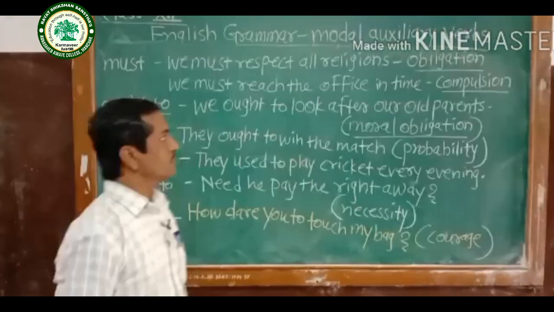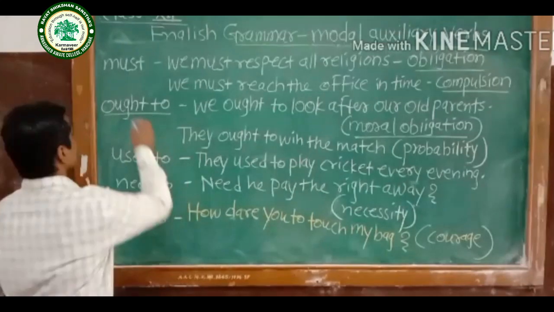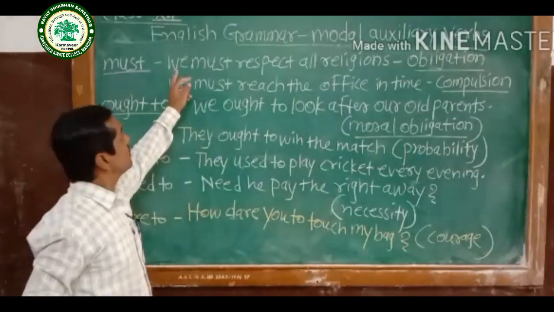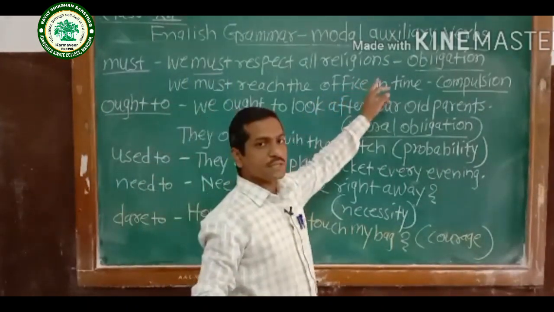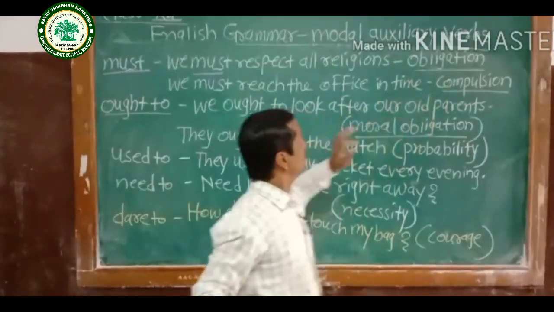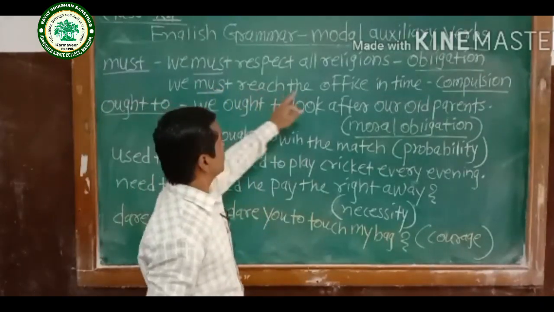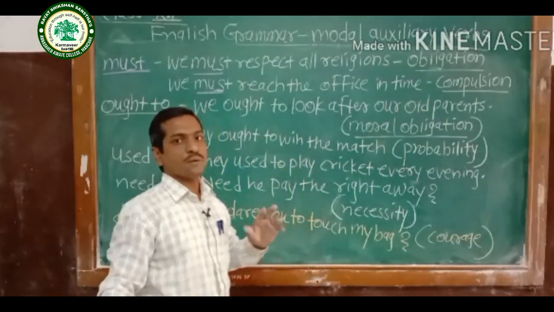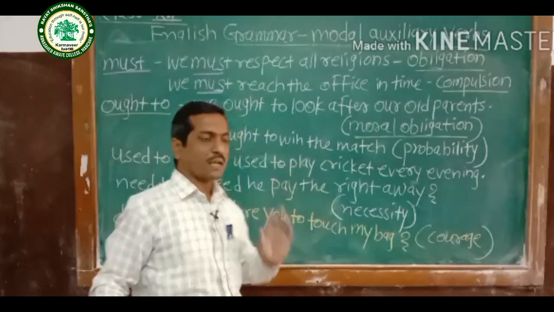Now, the remaining modal auxiliary is must. For example, we must respect all religions. In this sentence, must expresses obligation. Then, we must reach the office in time. In this sentence, must expresses a kind of compulsion. It is compulsory for us to reach the office in time.